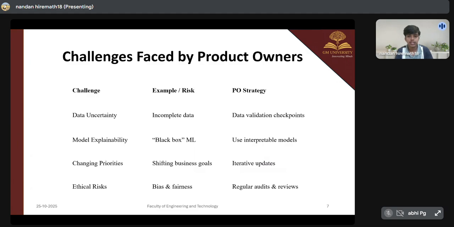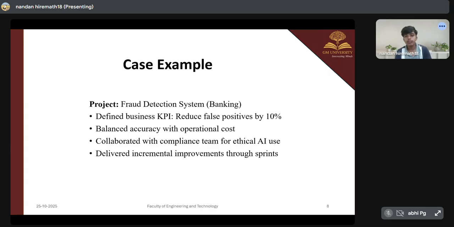And the challenges faced by the product owners, what are the challenges? Data uncertainty, model explainability, changing priorities, ethical risks. And what are the example risks? Like incomplete data, black box, shifting business goals, bias and fairness. PO strategy: data validation checkpoints, use interpretable models, iterative updates, regular audits and reviews.